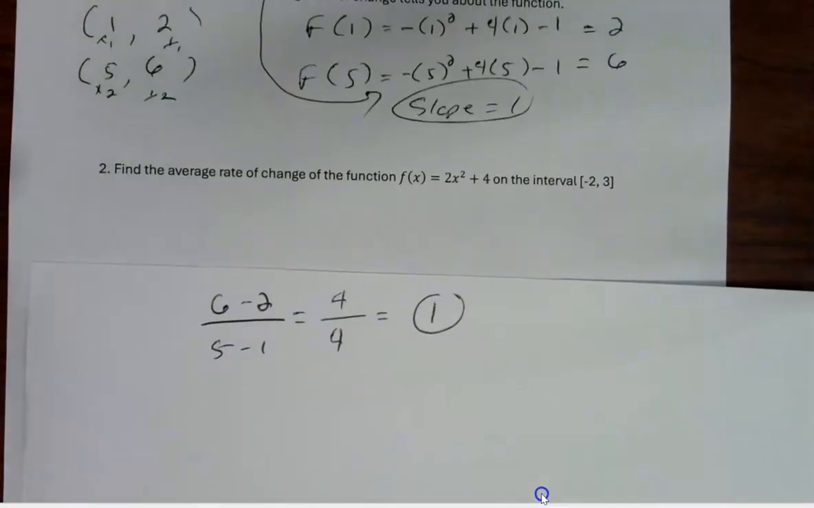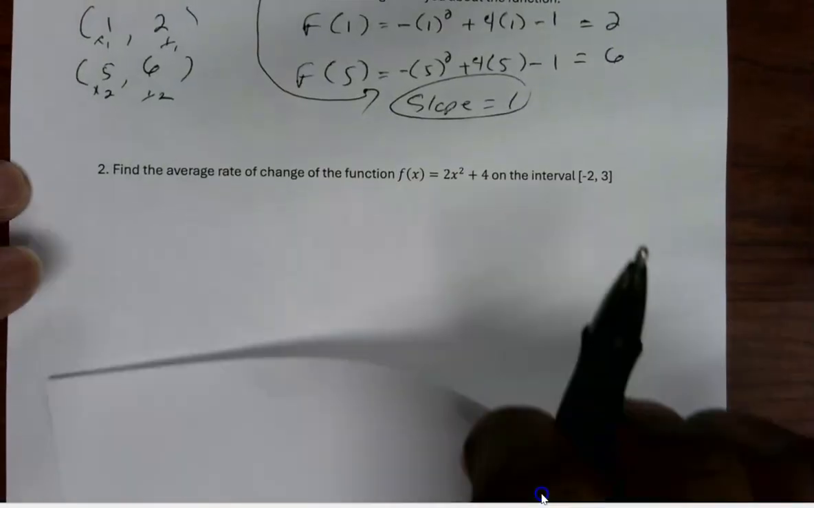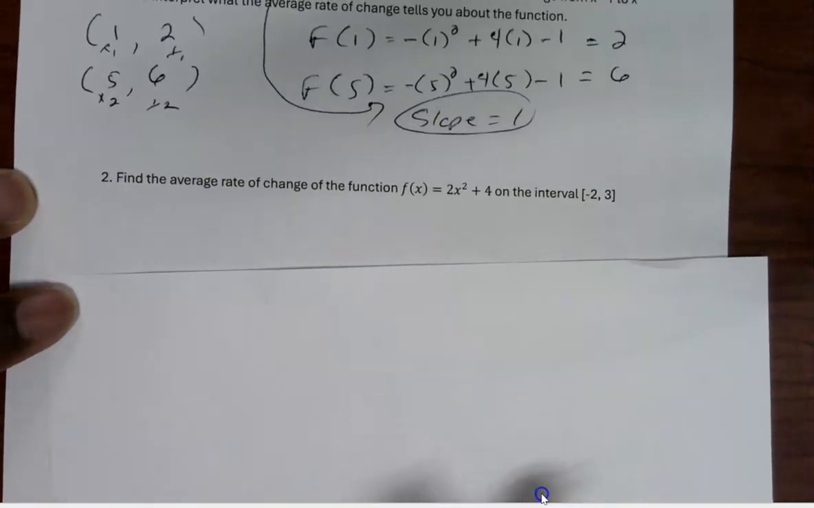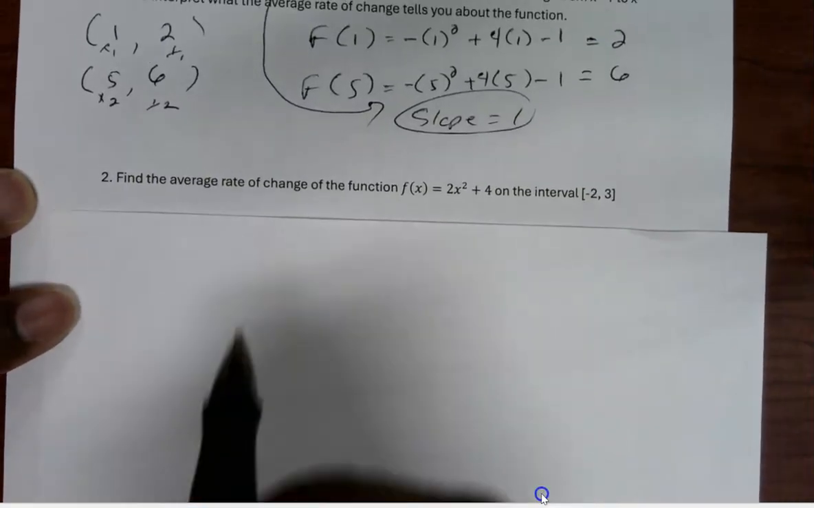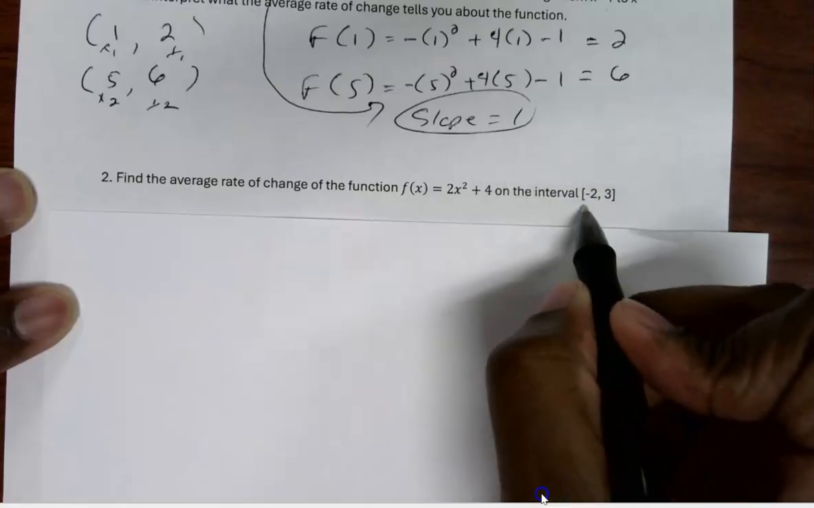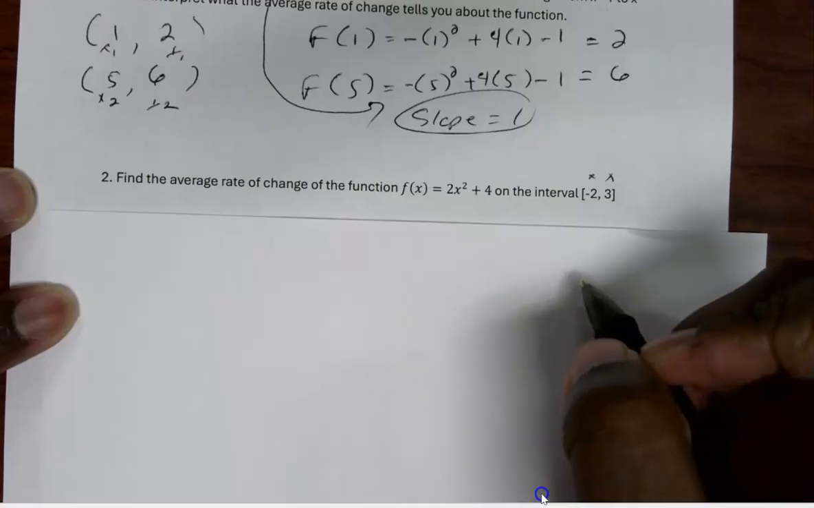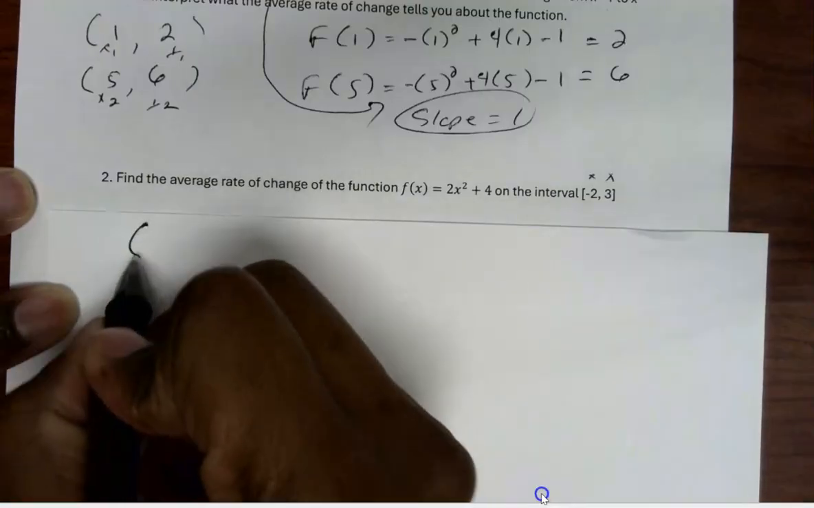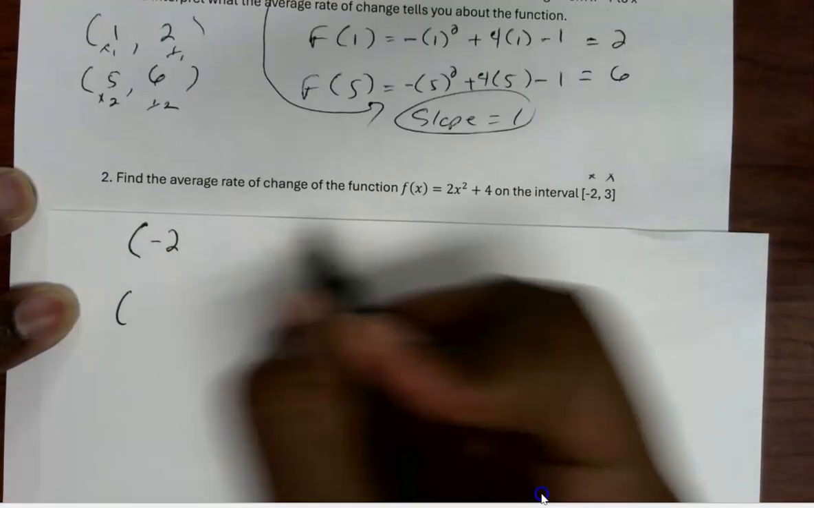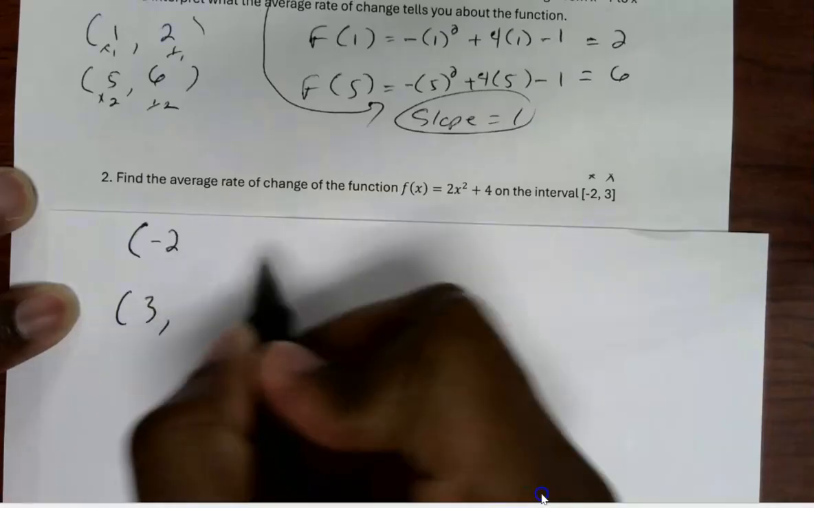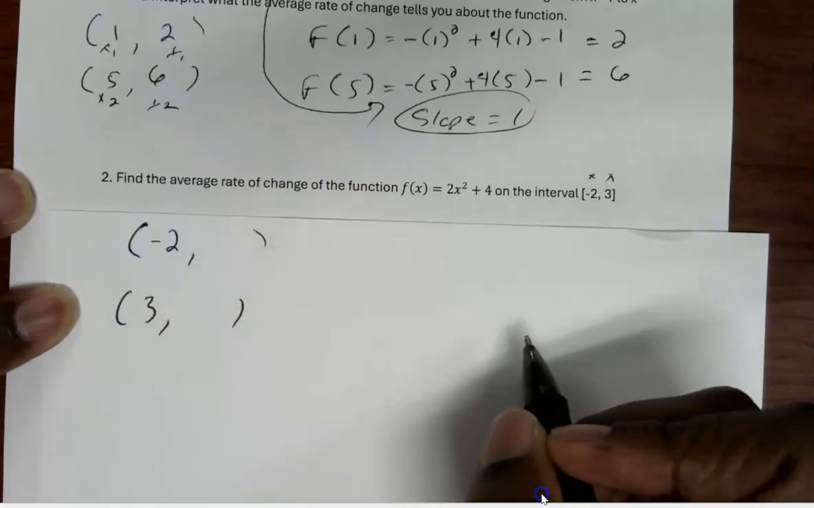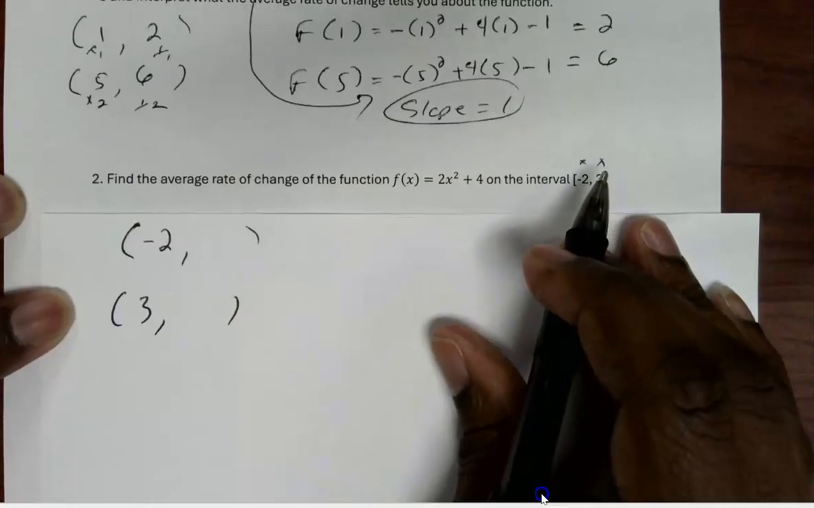I can give it to you a different way though. I could give it to you and it could look this way. I could say find the average rate of change of the function on this interval. Remember those intervals are x values. Both are x values. So I gave you the first part of the ordered pairs. The x value is negative 2. X value is 3. And then you got to figure out the y value that corresponds to those.